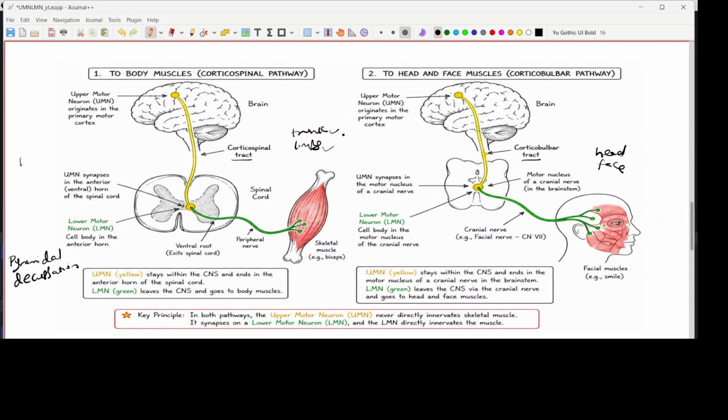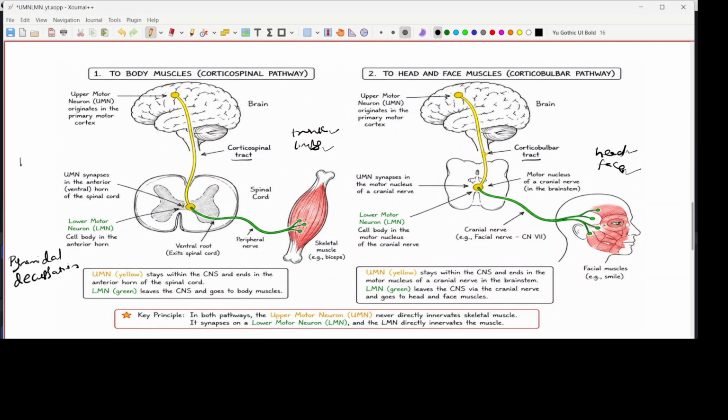So, in order to conclude, understanding the upper and lower motor neuron becomes much easier when you realize that they are simply two parts of the same pathway. The upper motor neuron begins in the brain and carries the command within the central nervous system, while the lower motor neuron receives that command and delivers it directly to skeletal muscles. The corticospinal tract is the pathway used for muscles of the body, that's the trunk and the limbs, while the corticobulbar tract is the pathway used for muscles supplied by cranial nerves, mainly those of the head and face.